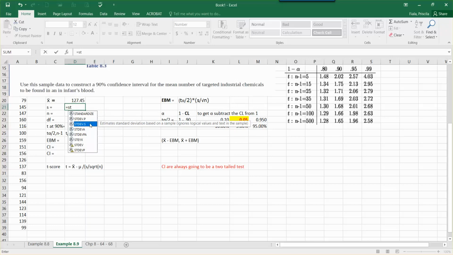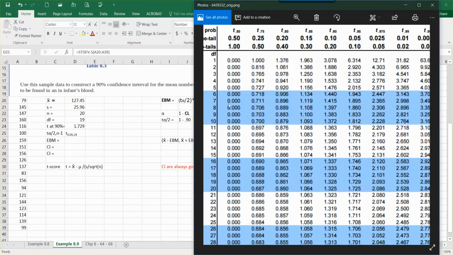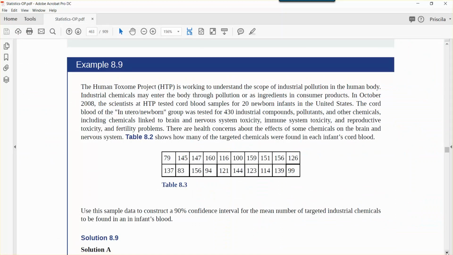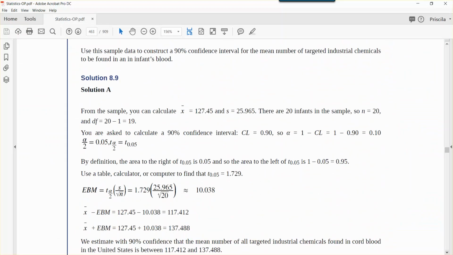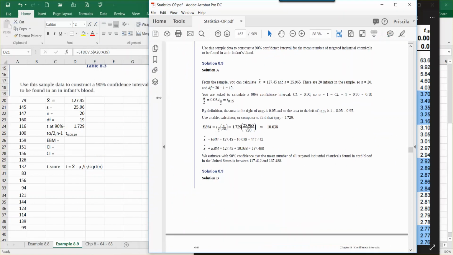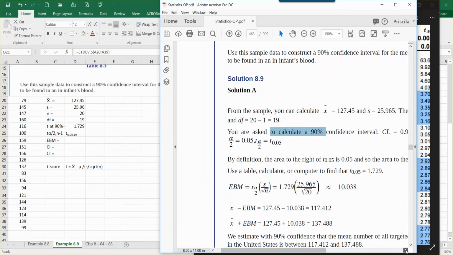So we're going to use this formula right here, and all you have to do is select all your values. My standard deviation is 25.96. Let's go to your book. So it says we found the average. Here you go. Here they only rounded to, okay, let me move it.